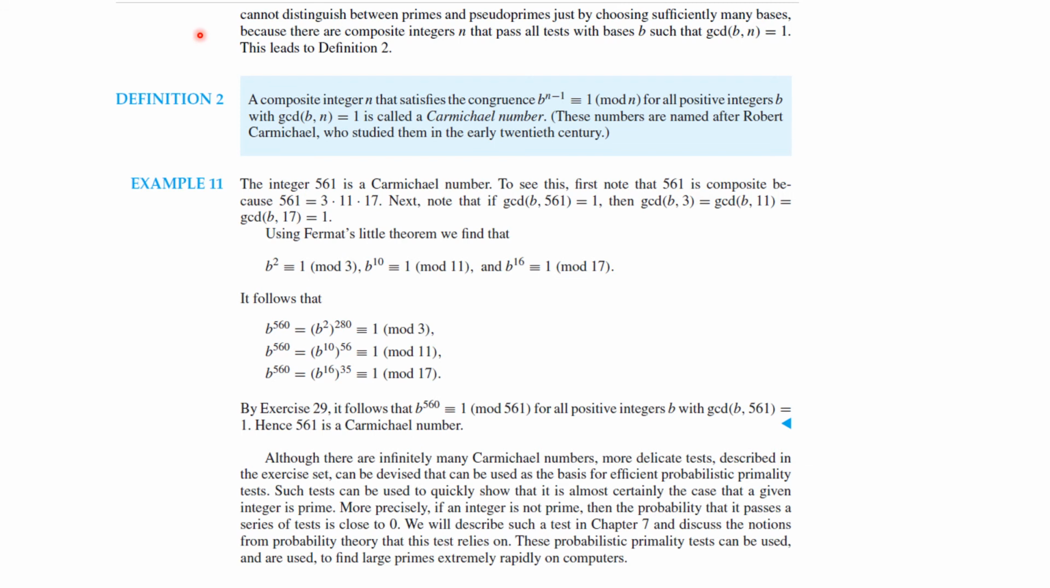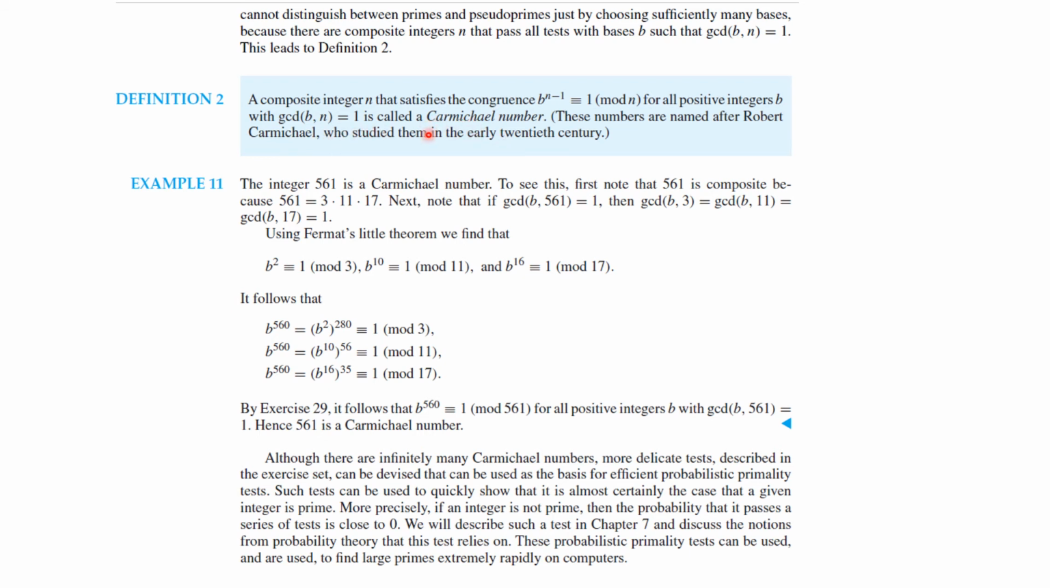Okay, so you see this approach cannot really distinguish between primes and pseudoprimes just by choosing many bases. So this is something that people have generalized and studied. A composite integer n which satisfies the congruence b^(n-1) ≡ 1 mod n for all positive integers b where the greatest common divisor of b and n is equal to 1 is called a Carmichael number.